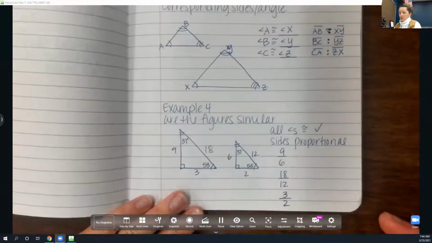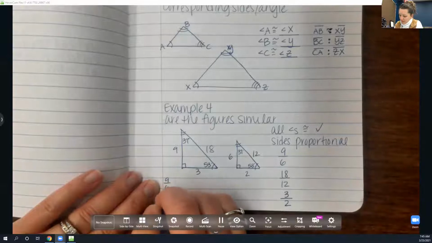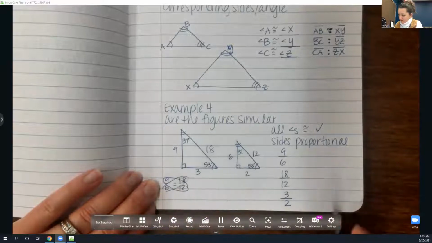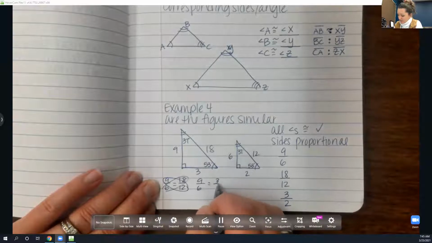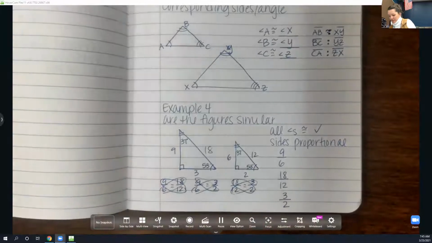Are they equal ratios? We can do this one of two ways. One, we can set them up as equal ratios, cross multiply, and see if that's true. So I can do 9 to 6, 3 to 2, and see if all of them are the same, and then the last one, 18 to 12 and 3 to 2. So let's do our cross multiplying magic here.